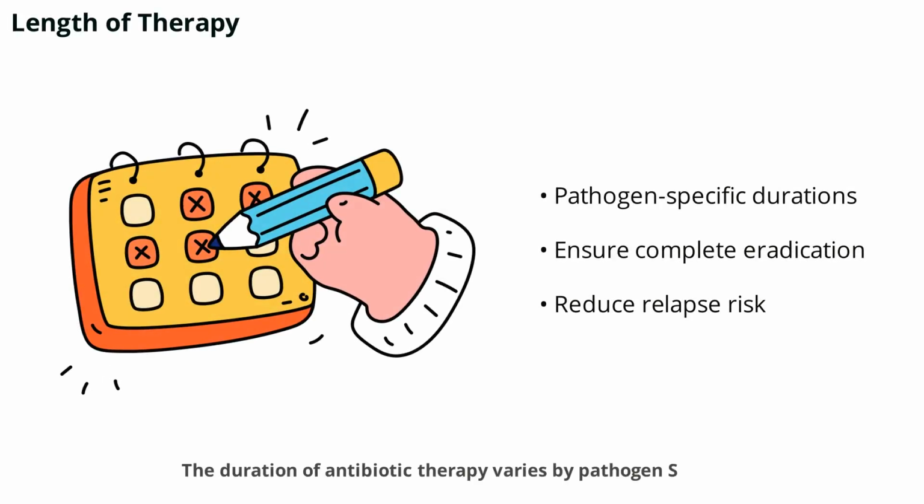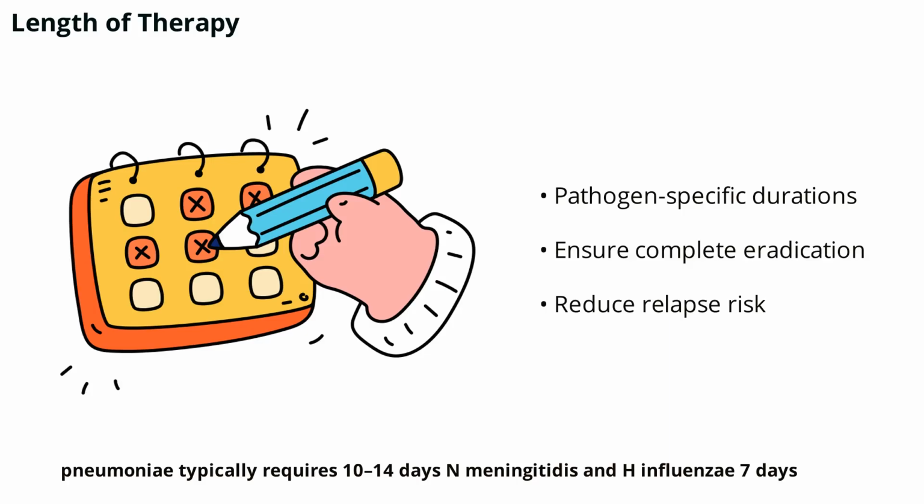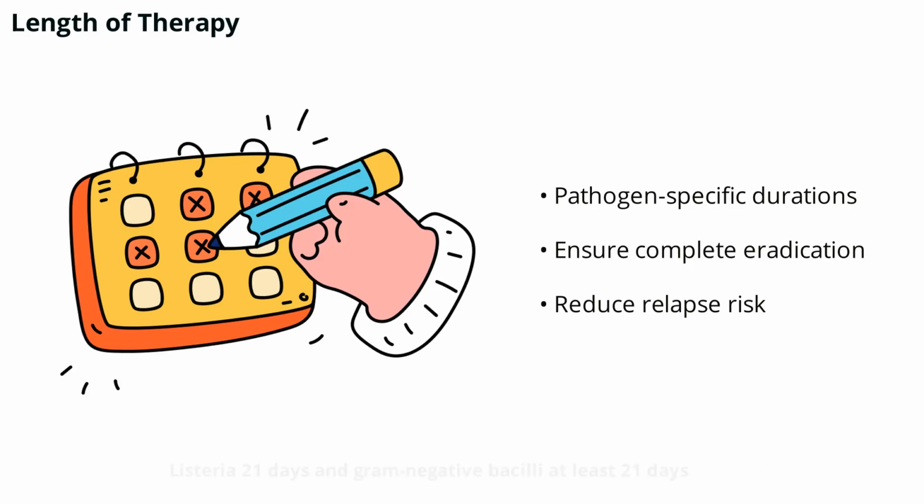The duration of antibiotic therapy varies by pathogen. S. pneumoniae typically requires 10–14 days, N. meningitidis and H. influenzae 7 days, Listeria 21 days, and gram-negative bacilli at least 21 days. Adhering to these guidelines ensures complete eradication and reduces the risk of relapse.